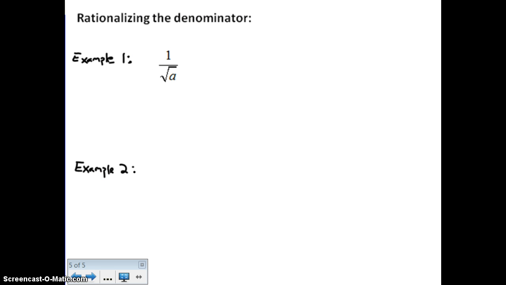Here we are, we're rationalizing the denominator. So to make things short, the rule is when you have a radical in the denominator, it's not allowed to be there. So in order to take care of that, we're going to take advantage of something called rationalizing the denominator. What we're going to do here is multiply by the square root of a over the square root of a, and let's see what happens. We get radical a over the square root of a squared, which equals radical a over a.